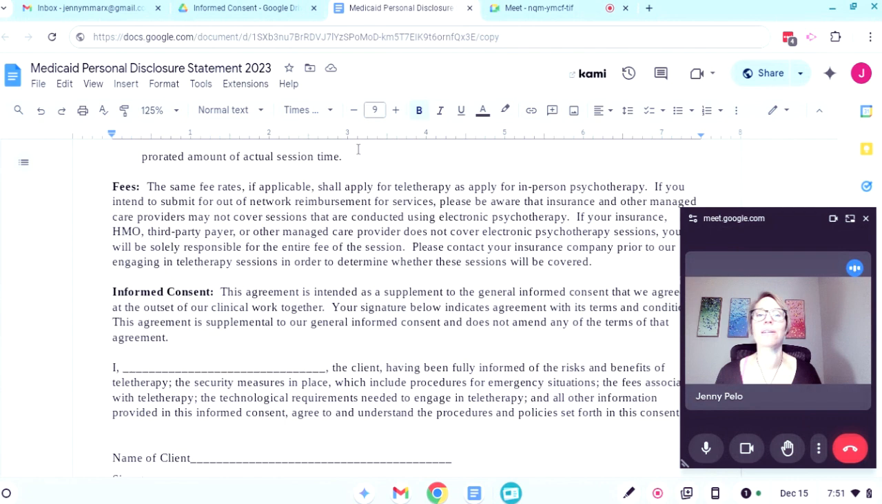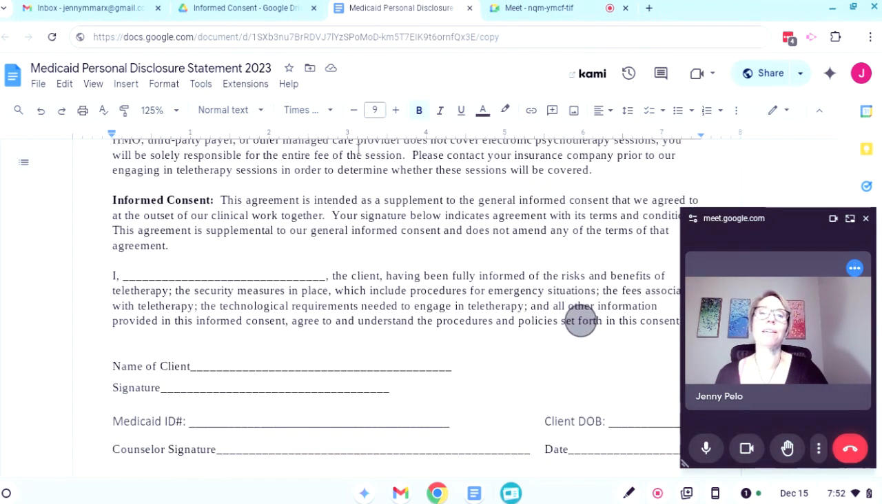And then we'll talk again about fees. One thing to note is that insurance companies may change their policies, or some may already have a difference where they don't pay for telehealth. So people should know that.